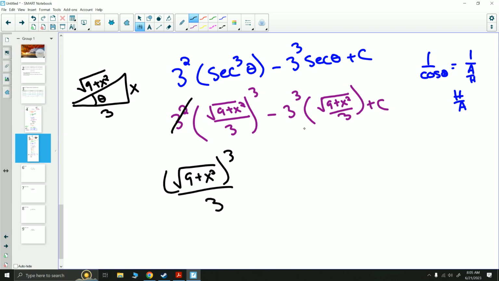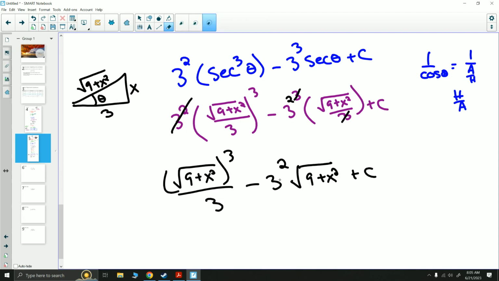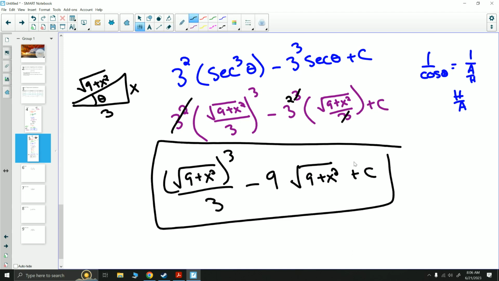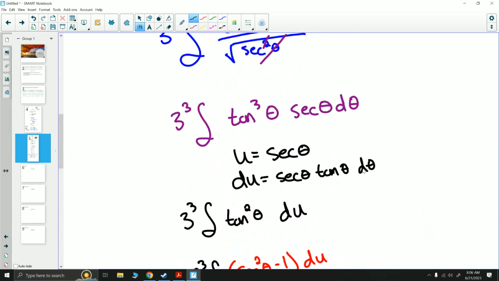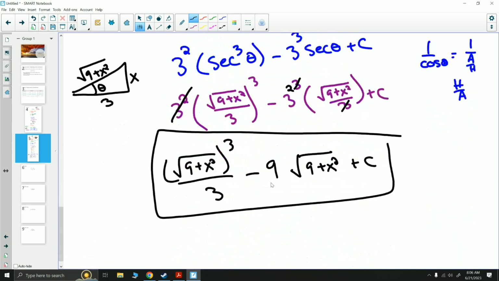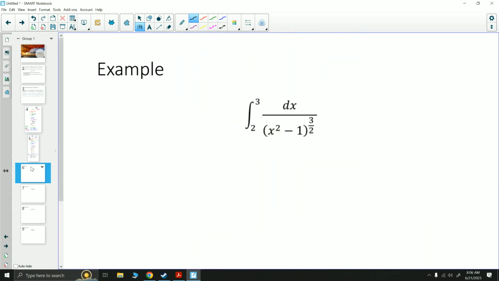The 3 and this cubed will cancel to make squared, so that's going to be minus 3 squared, square root of 9 plus x squared, plus c. And yeah, I could write that as a 9 at this stage if I wanted. Maybe that would look better. Doesn't really matter. So now we are in terms of x's, which is where we started. So again, that would be our integral. All right, let's take a look at another one.